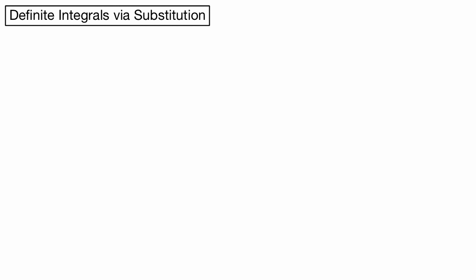Welcome to another podcast. In this episode, we're going to be taking a look at how to calculate or evaluate definite integrals via a U substitution. The basic problem that we're going to be looking at here is how to evaluate the integral from a to b of a function of the form f of g of x times g prime of x dx.